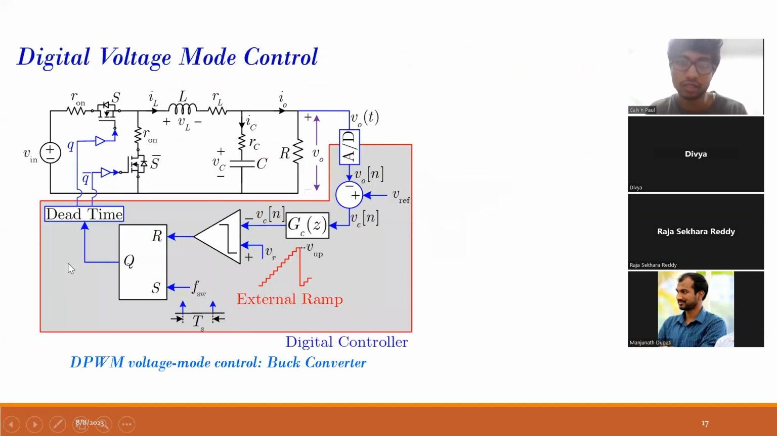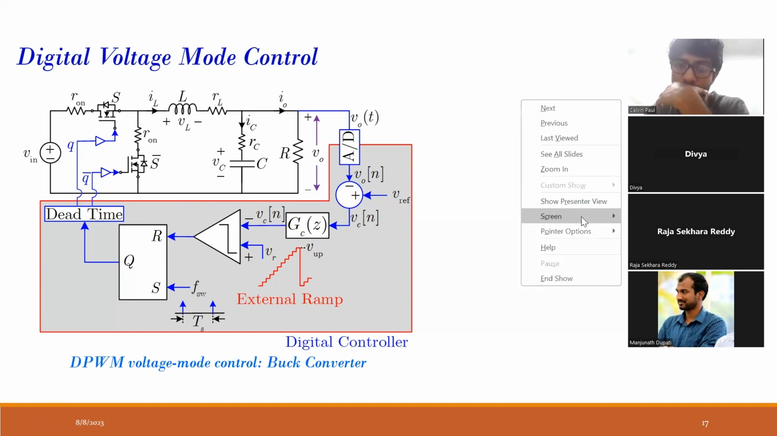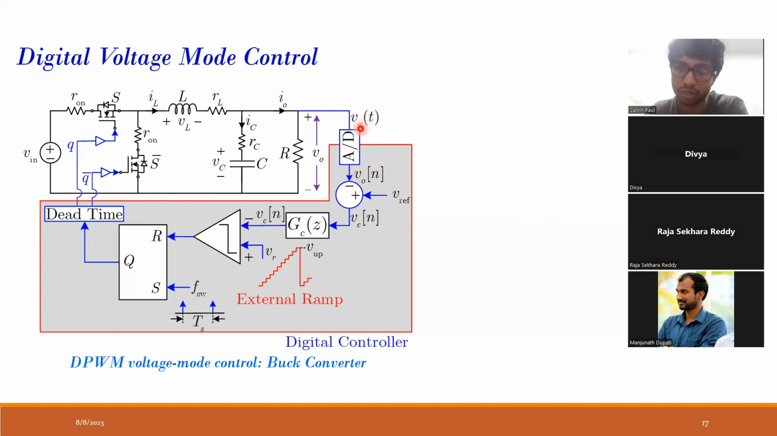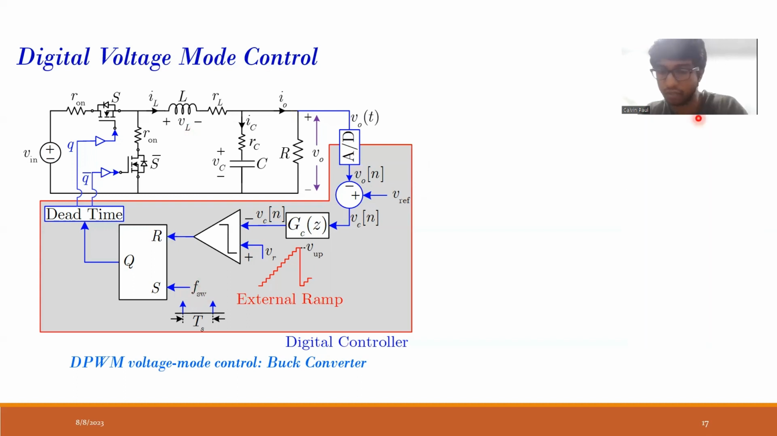So now let us consider digital voltage mode control. Now we will go to the actual implementation of voltage mode control, how it is implemented digitally. We need an ADC. The ADC will sample the output voltage and generate a V output N. There's a reference value, and it will generate the error, which goes to the controller. The controller will generate a command signal, which is compared with this external ramp. That will generate the instant where we want to reset our signal, and it is set in a periodic fashion by a particular switching frequency. This is how we do the digital voltage mode control of the buck converter.